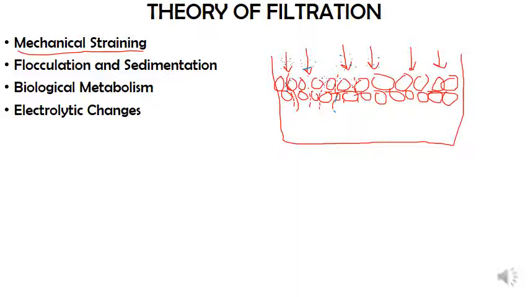With such a treatment process, we can say that mechanical straining will work, and because of which the filtration is going to take place. So this is the first theory of filtration. Now the second one we have is flocculation and sedimentation. What do you mean by flocculation and sedimentation? Already we have studied this in our previous class.